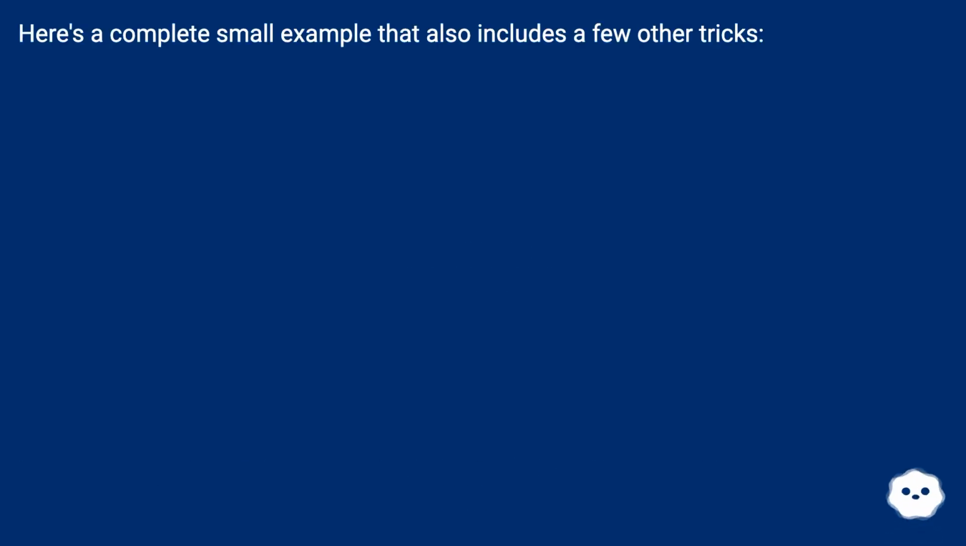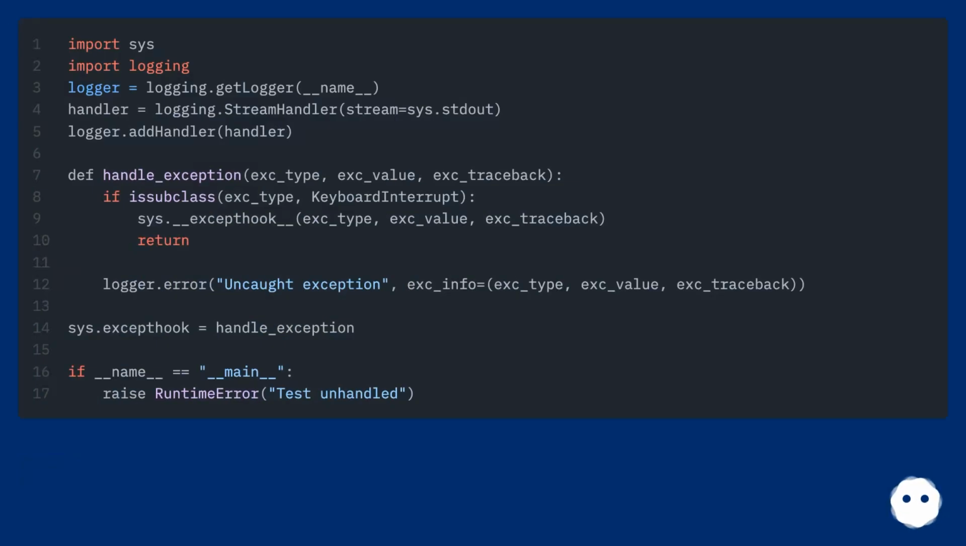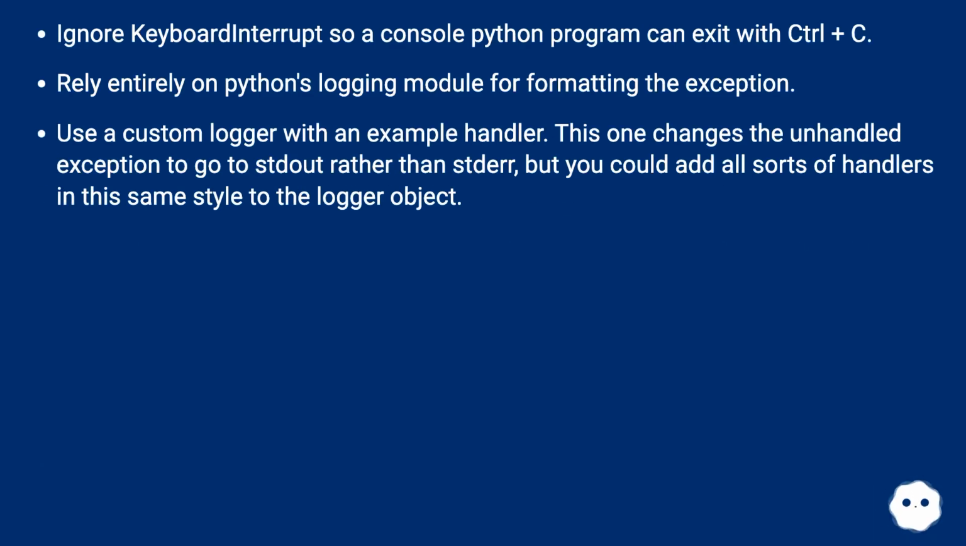Here's a complete small example that also includes a few other tricks. Ignore keyboard interrupt so a console Python program can exit with Ctrl+C. Rely entirely on Python's logging module for formatting the exception. Use a custom logger with an example handler. This one changes the unhandled exception to go to stdout rather than stderr, but you could add all sorts of handlers in the same style to the logger object.